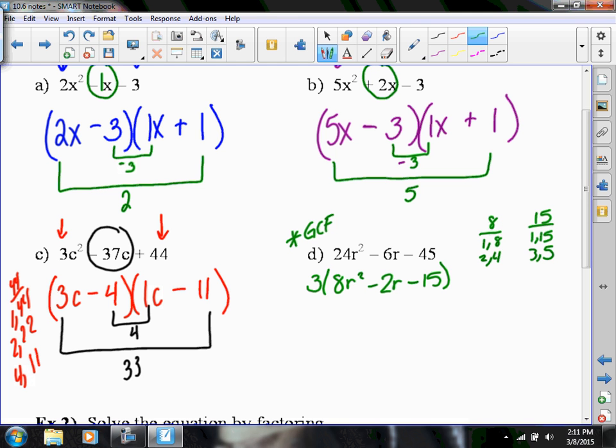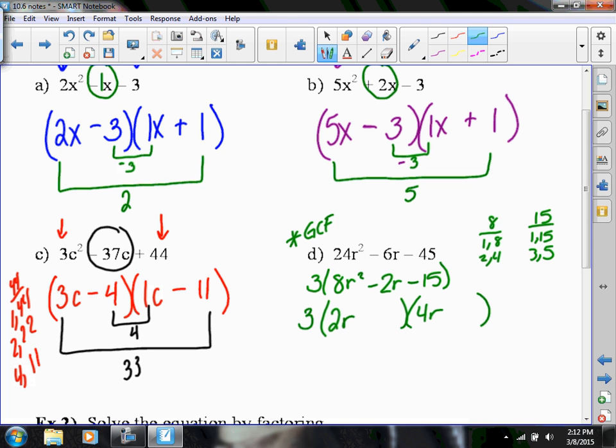Now most of the time when we're doing this type of factoring, unless it's a prime number, you're probably not going to use your factors that are 1 and the number itself. Most of the time. So to begin my guessing of what factors I need, I'm going to try the 2 and the 4 and the 3 and the 5. So I'm going to leave that 3 out front, and then I'm going to set up my 2 parentheses. Then I need the factors of 8, so I need the 2 and the 4, so 2r and 4r. And then I'm going to try the factors of 3 and 5 as my factors of 15.